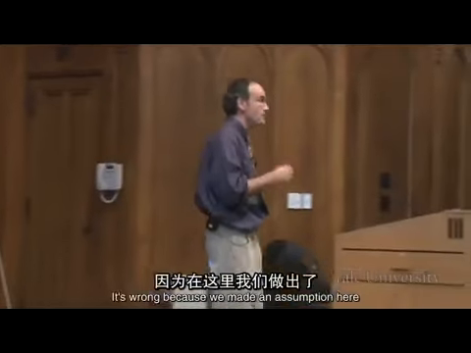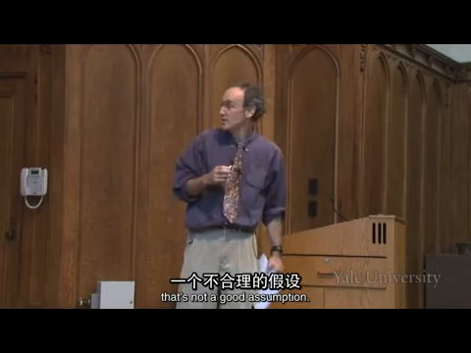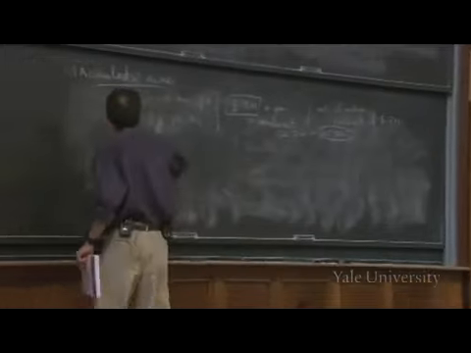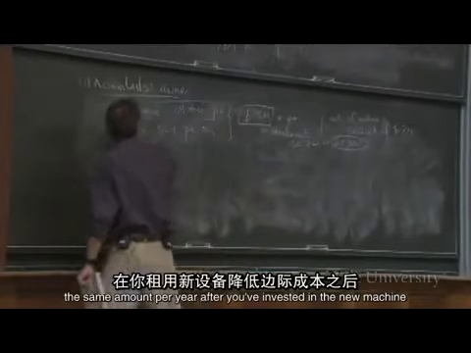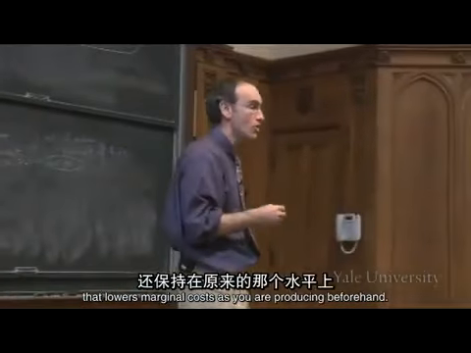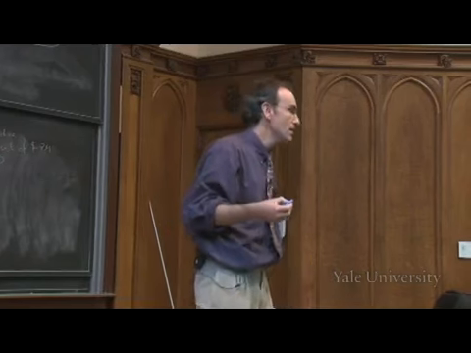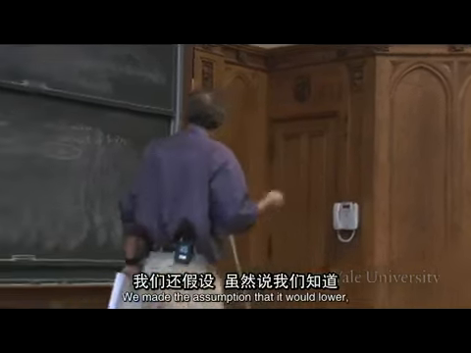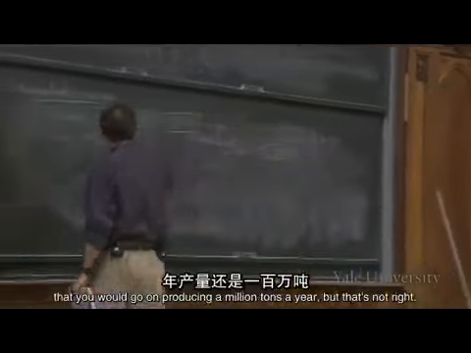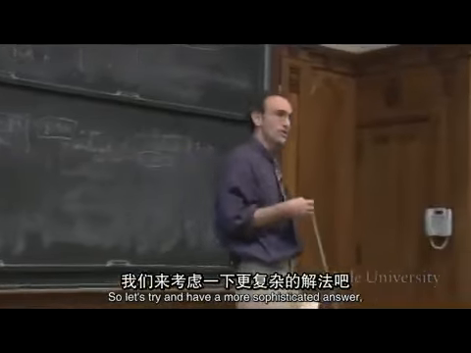Why is it wrong? It's wrong because we made an assumption here that's not a good assumption. We made the assumption that you're going to go on producing the same amount per year after you've invested in the new machine that lowers marginal costs as you were producing beforehand. We know it lowers your costs, and we assumed implicitly you'd go on producing 1 million tons a year. But that's not right. So let's try and have a more sophisticated answer.